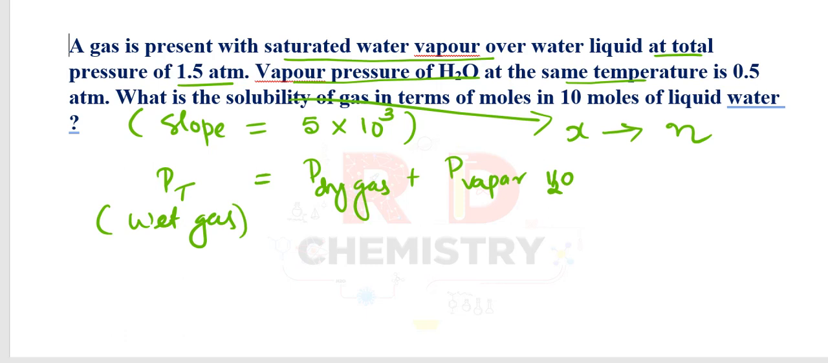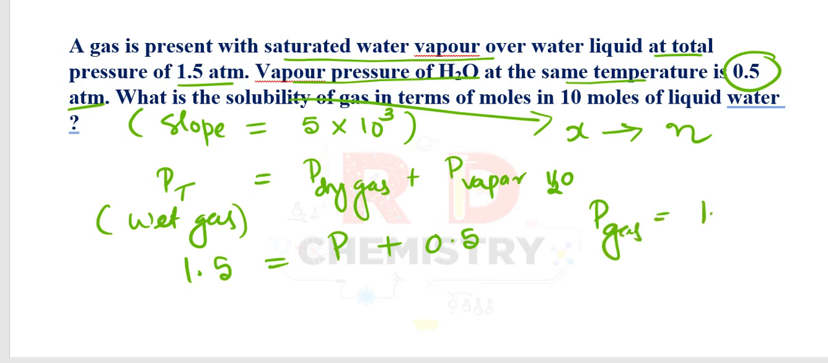Total pressure they have given, saturated with water vapor, it is 1.5 is equal to the pressure of the dry gas, which you have to find out. That is the partial pressure. Partial pressure of the dry gas plus partial pressure of the water vapors is equal to the total pressure. The pressure due to the water vapors, they have mentioned here, is 0.5 atmosphere. Therefore the pressure of the dry gas alone is equal to 1.5 minus 0.5 is equal to 1 atmosphere, right?